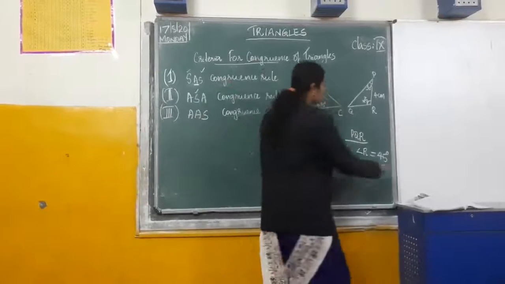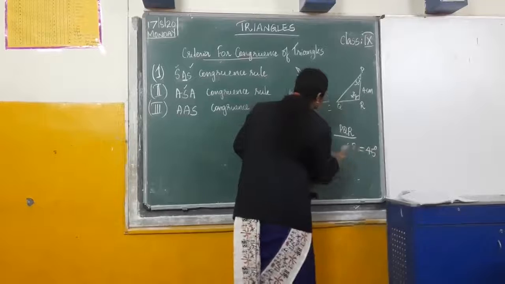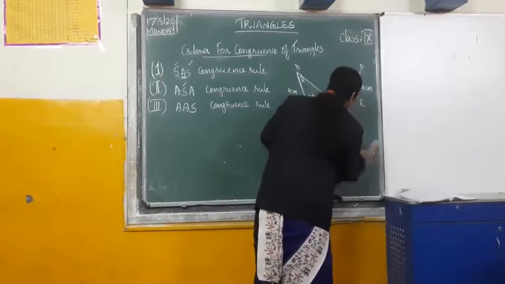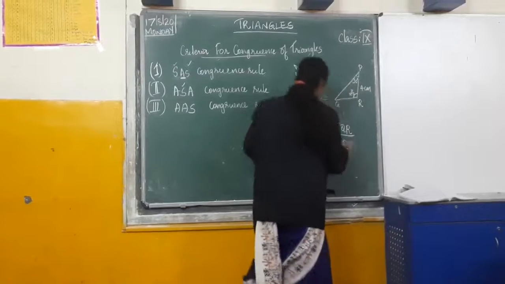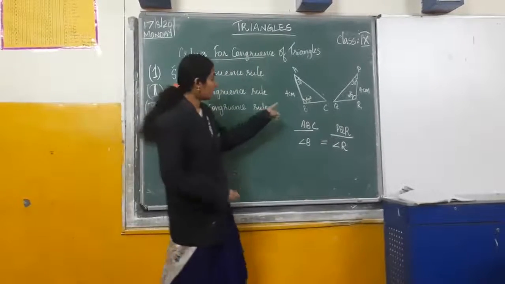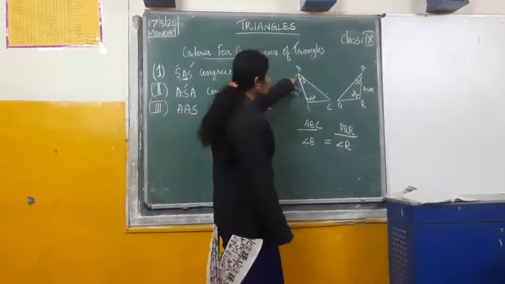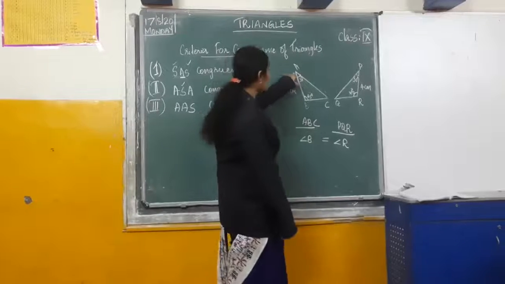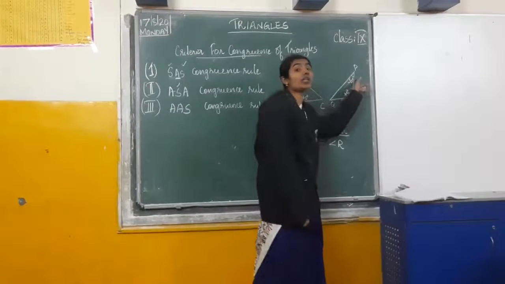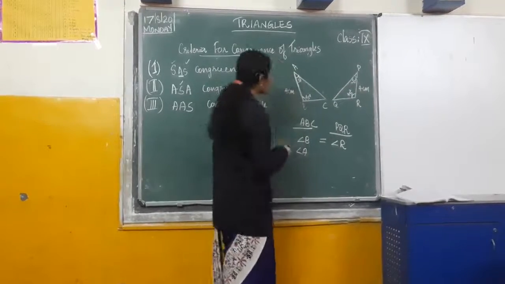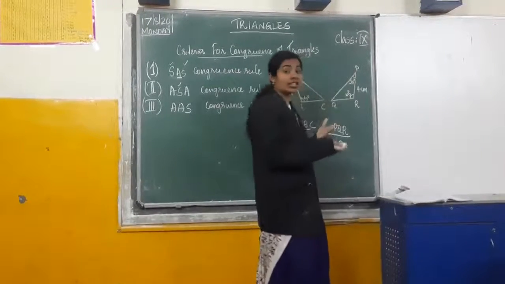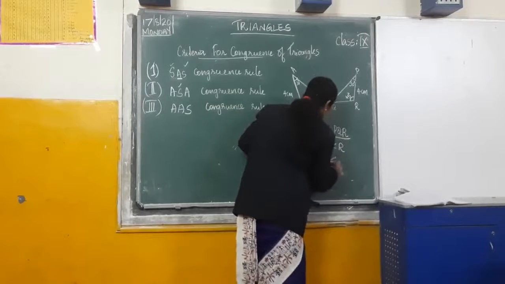So we can say angle B equal to angle R. Next you see angle A they gave 30 degrees. See the second triangle, there also one angle is 30 degrees. So angle A is 30 degrees, and here angle P also 30 degrees. That means both are the same.